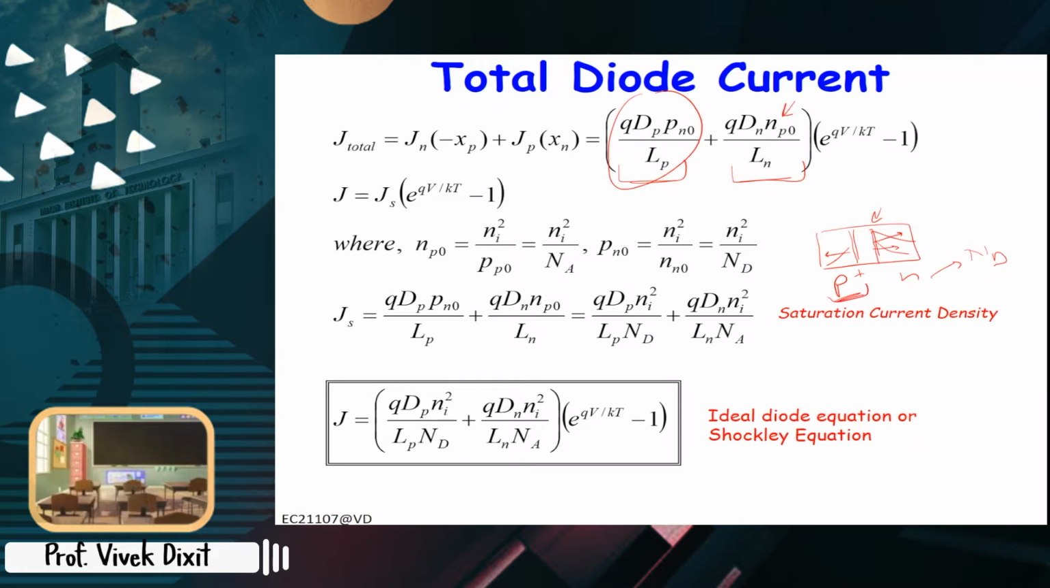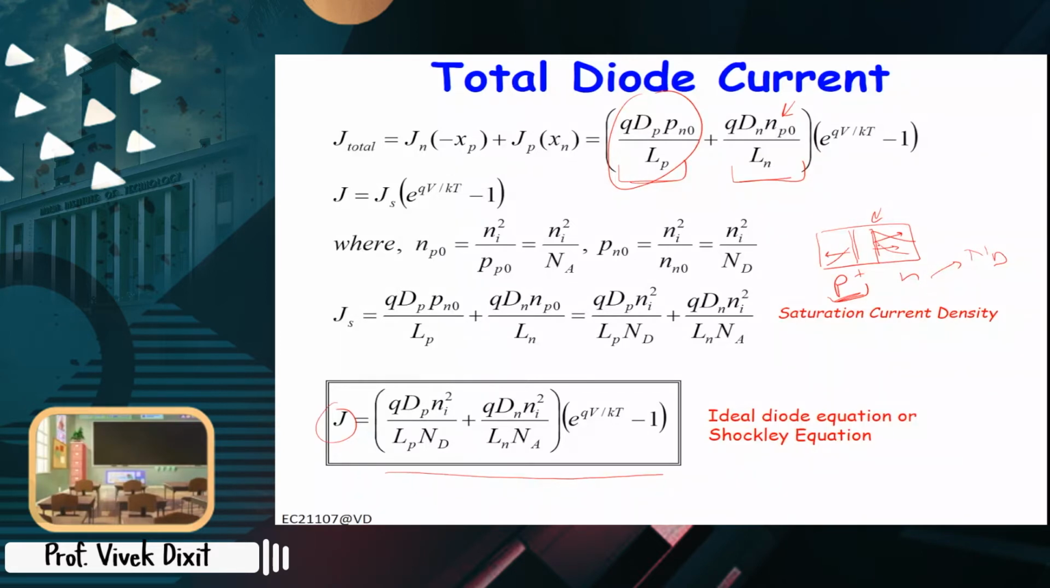So this is the overall expression. And this is basically the current density, right? So if you want to get the current, you have to multiply this by cross section area. Okay. Now there is another simpler way to derive this current equation, that is called charge control methodology, right?